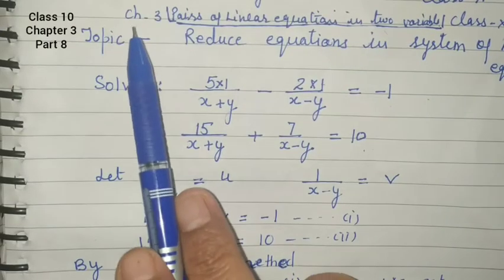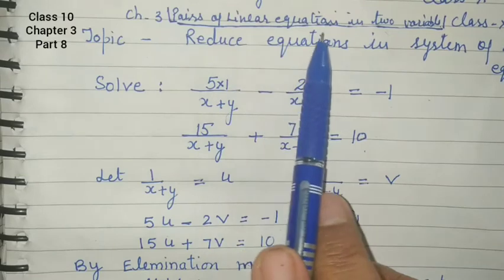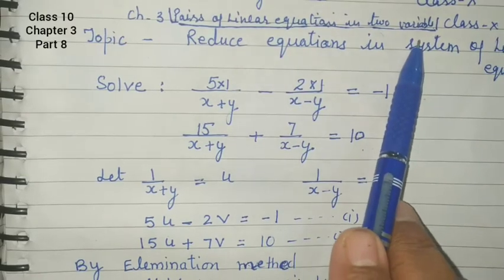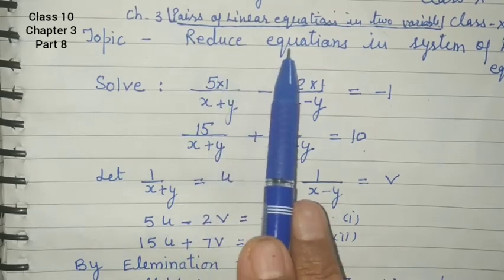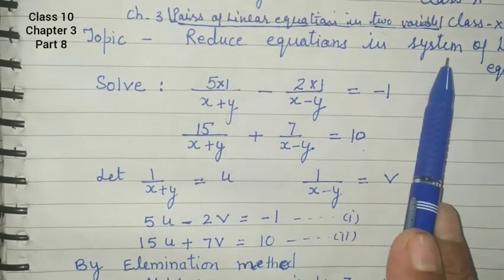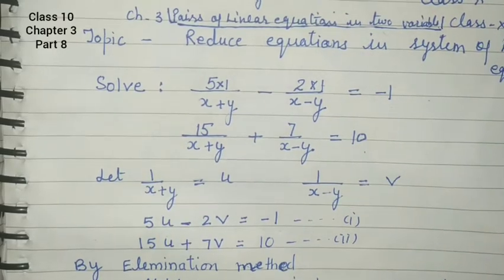Today I am going to discuss chapter 3, class 10, pairs of linear equations in two variables. So today I am going to discuss how we reduce equations to a system of linear equations. Two equations are given to me.